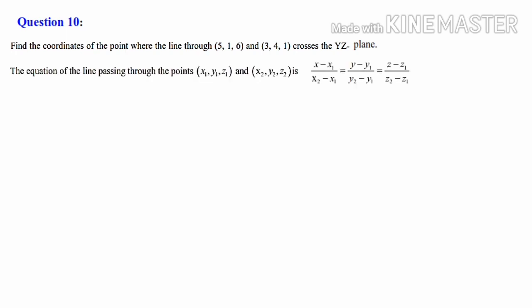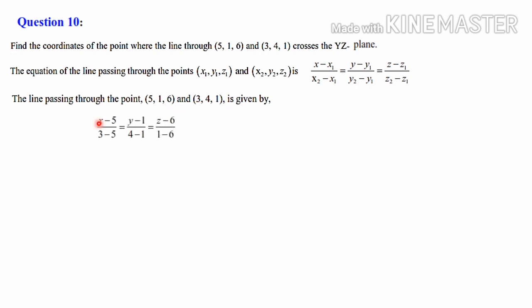So the equation of a line passing through 2 points x1, y1, z1 and x2, y2, z2 is (x minus x1) by (x2 minus x1), (y minus y1) by (y2 minus y1), (z minus z1) by (z2 minus z1). So here 2 points are given to us, 5, 1, 6 and 3, 4, 1. The equation will be x minus 5 by 3 minus 5. Then y minus y1, in the sense y minus 1 divided by 4 minus 1. Then z minus z1, then z minus 6 divided by z2 minus z1. z2 is 1 minus 6.